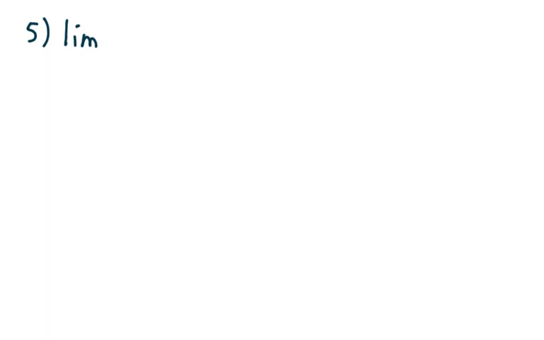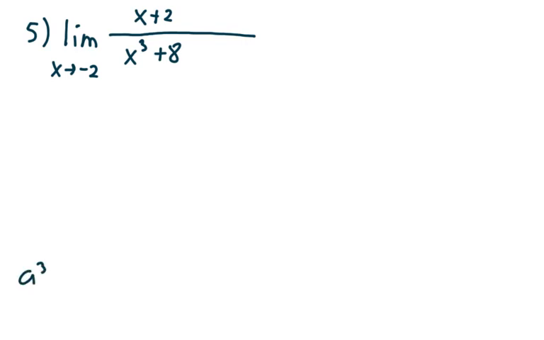Suppose I had the limit as x goes to negative 2 of, in the numerator, x plus 2, and in the denominator, x cubed plus 8. Now, a cubed plus b cubed is a plus b times a squared minus ab plus b squared.